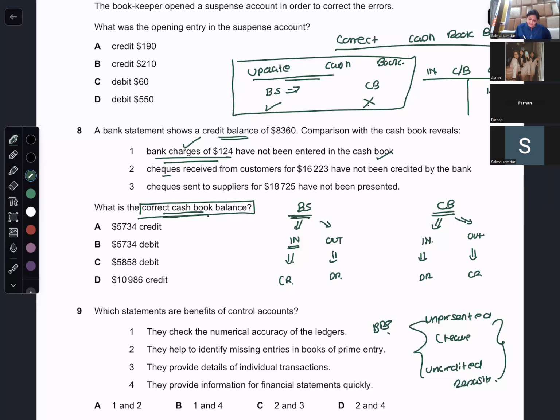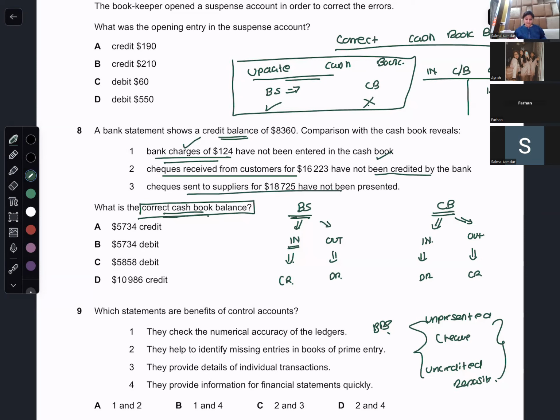Checks received from the customers have not been credited by the bank. What is this? You're receiving money and it hasn't been recorded. This is uncredited deposits. So this will not come in the updated cash book. Are you with me? Okay, fine. Next one. Checks sent to the suppliers have not yet been presented. Will this come? No, it won't come. It'll come in the BRS.